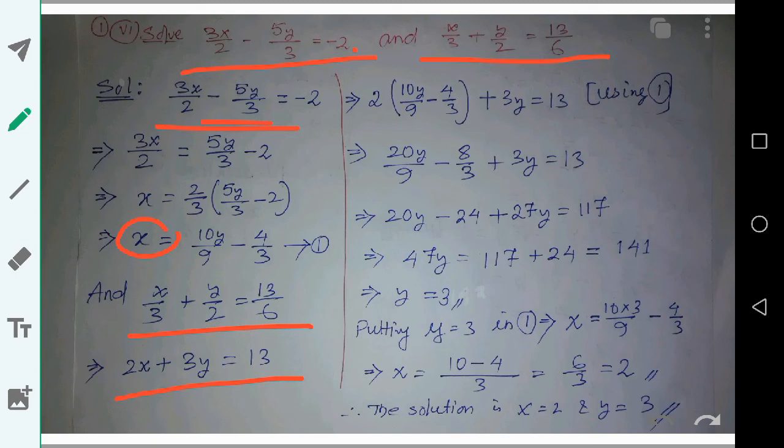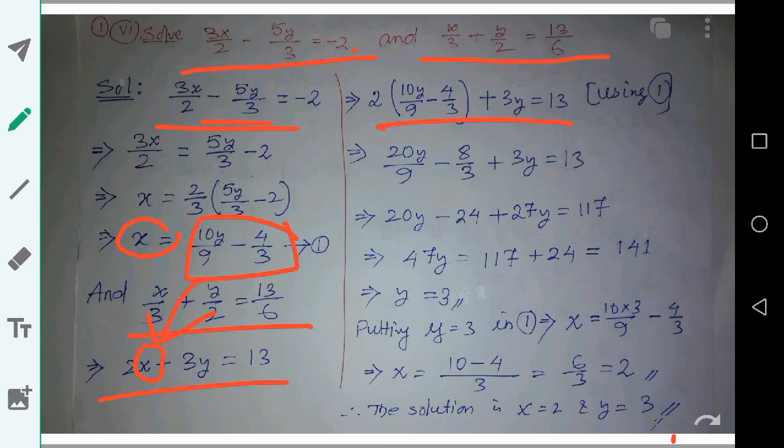Before putting this value of x in this equation, I have simplified this equation like this. How to simplify that? Let's multiply 6 on both sides. If you multiply here 6, there also 6, 6 cancels here, 6 2s are 6 and 6 3s are 6. So we have got twice x, thrice y equal to 13. Understood? We have multiplied 6 on both sides. Now this x is replaced by this value of x.